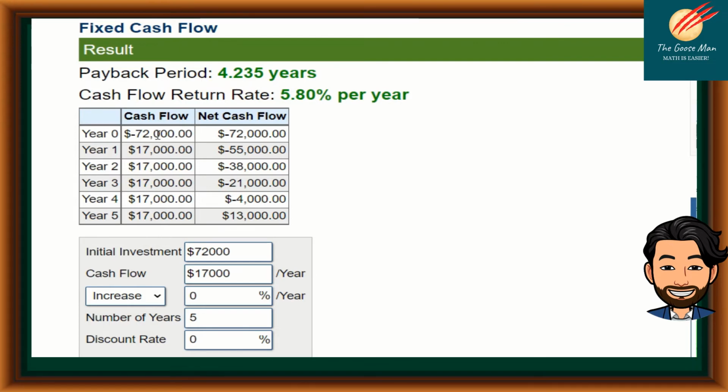As we can see here, we have the cash outflow of 72,000. From year 1 until year 4, we still have a deficit of 4,000 pesos. So we can only realize our gains in the fifth year because that is our payback period. It means that after 4.235 years is the only time that we can realize our gains.